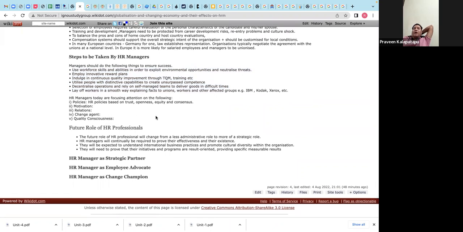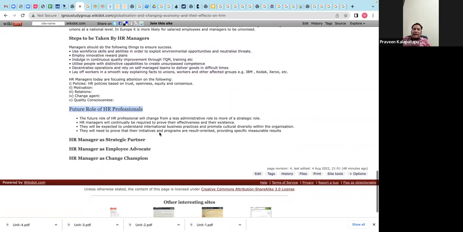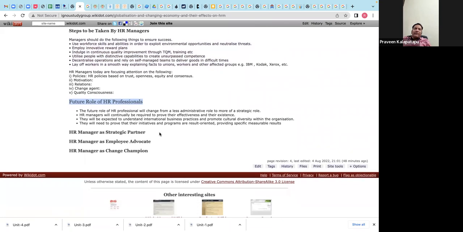So what is the future role of HR professionals? HR professionals are now seen as strategic rather than merely administrative, and they will have to continuously strive to make sure that they are effective. But not only for HR professionals, this motherhood statement is true for any person. You need to continuously try so that you stay effective and exist. Otherwise, people will ignore you. That is true for HR professionals as well.